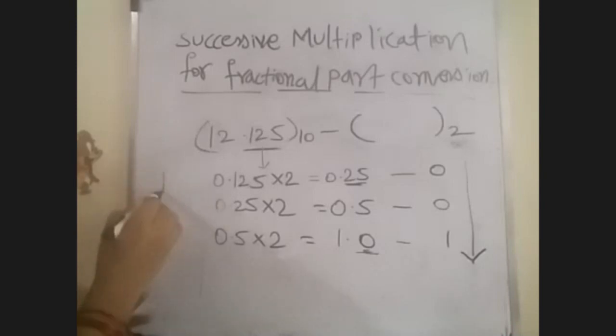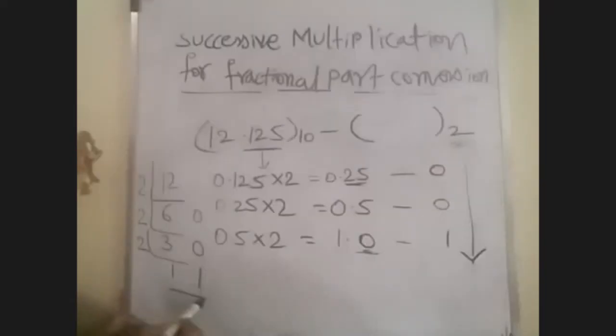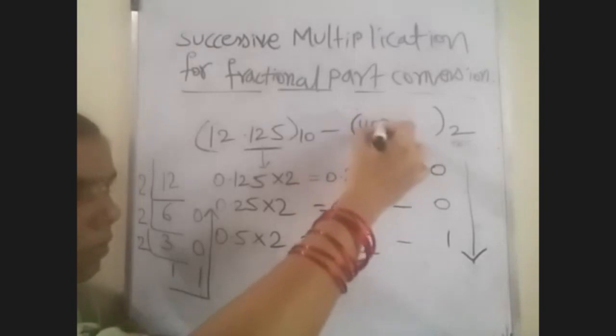For the decimal number 12, decimal to any radix means you have to divide by that radix, right? Divide 12 by 2: the quotient is 6 and the remainder is 0. 2 threes are 6, remainder 0. 2 ones are 2, remainder 1. Writing the remainders from bottom to top, 12 is 1 1 0 0.